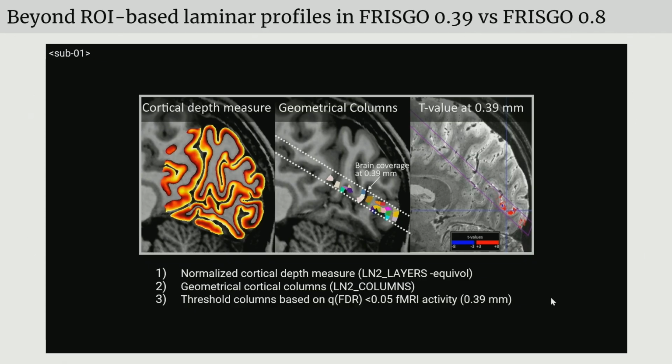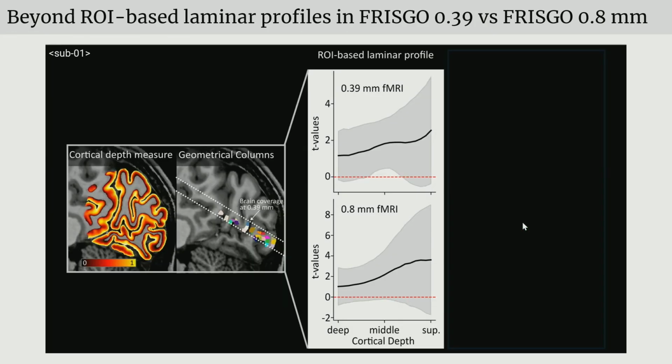Moving on to the laminar profile, we computed normalized cortical depth measures using the equivolume principle, and in our small coverage defined at 0.39, we also computed geometrical cortical columns, which will help us to disentangle some of the variance in our data. So first of all, we pulled out all the laminar profiles from these individual columns, and we compared the average profile across the 2 resolutions.